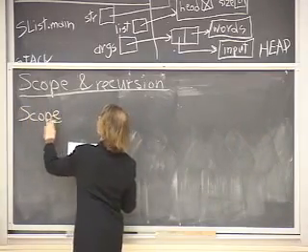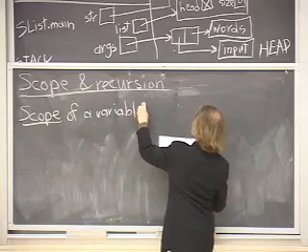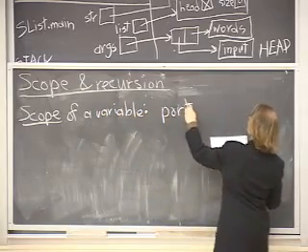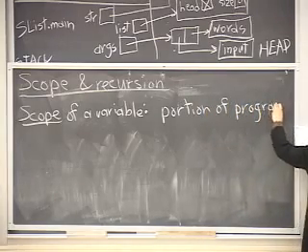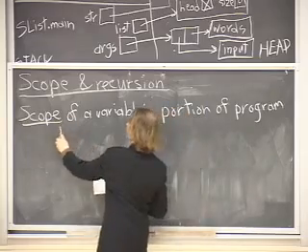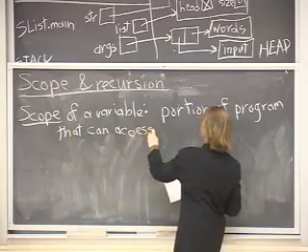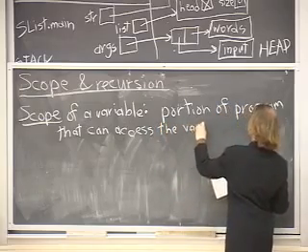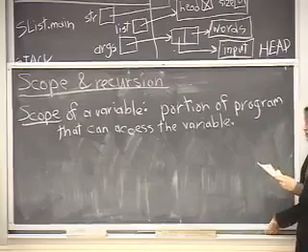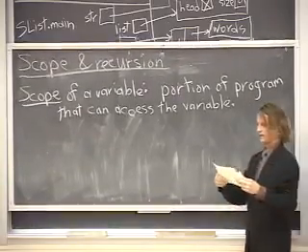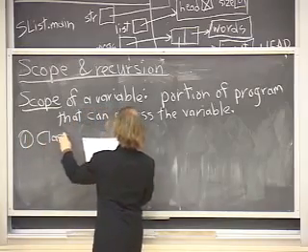So first of all, the scope of a variable is the portion of the program, like actual lines of code, that can access the variable. And so here are the scoping rules we've learned so far. Unfortunately, inheritance will make these more complicated, but for now, here's what we know.